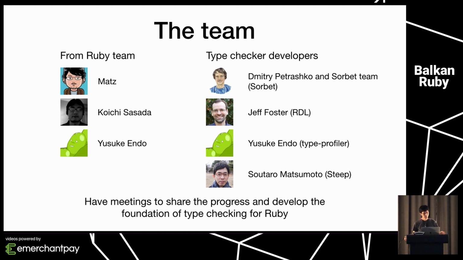We have meetings regularly for 1 year, almost every month, and have discussions about the development of the foundation of type checking for Ruby. We also share the progress of each type checker development, and we discuss the difficulties, and I had some opinions from Matz.